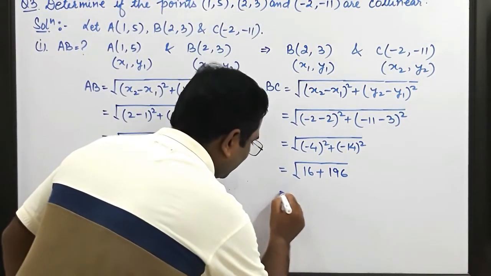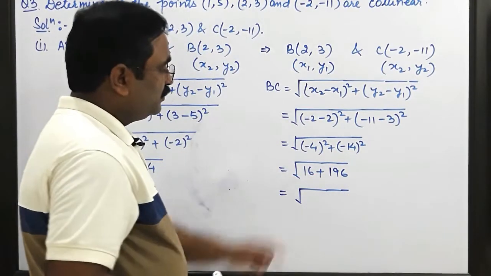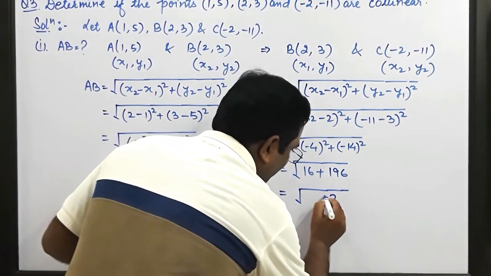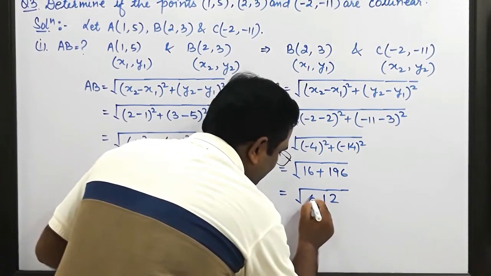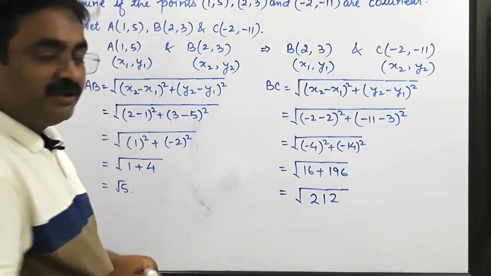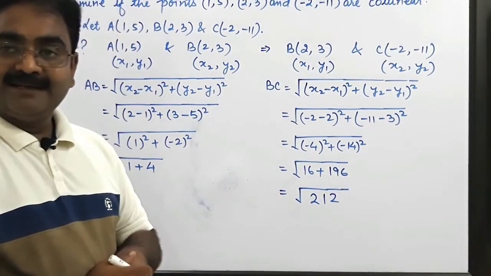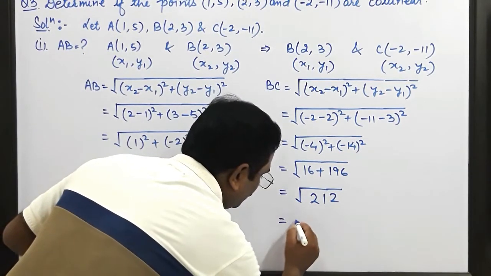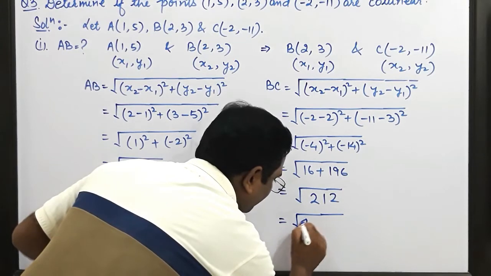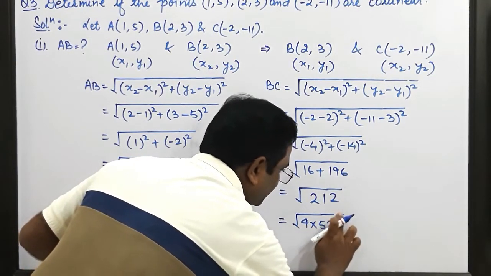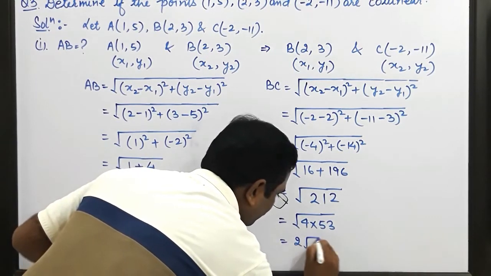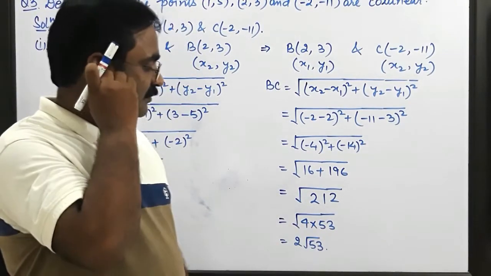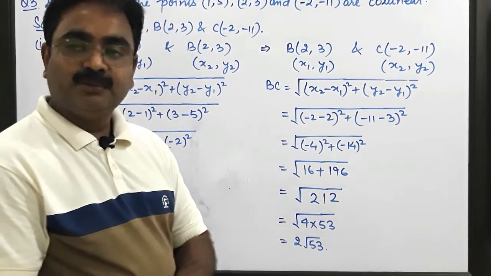Now add this. You will get under root: 6 plus 6 is 12, 9 plus 1 is 10, 10 plus 1 is 11, carry 1, 1 plus 1 is 2. So you got under root 212. So let us factorize and find the square root of it. This can be written by dividing by 4: 4 5s are 20, 4 3s are 12. So it can be written as 2 under root 53. The square root of 4 is 2, and under root 53, 4 5s are 20 and 4 3s are 12, right?